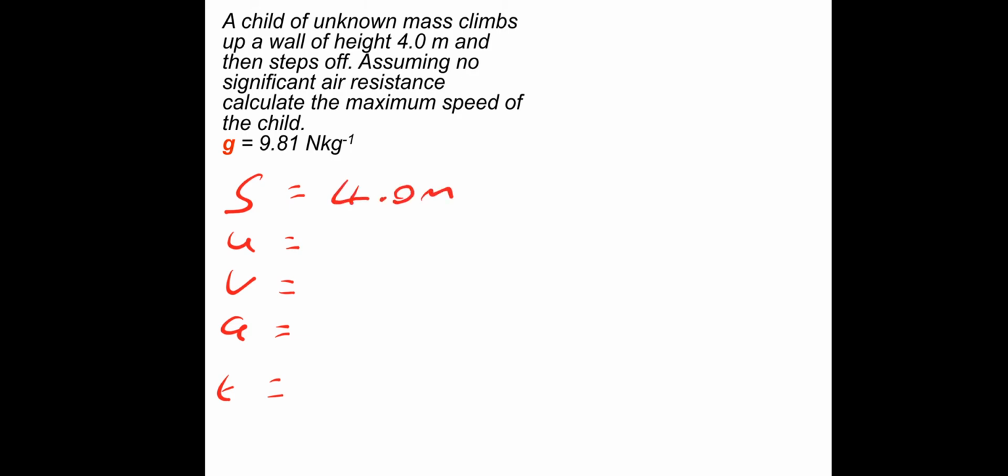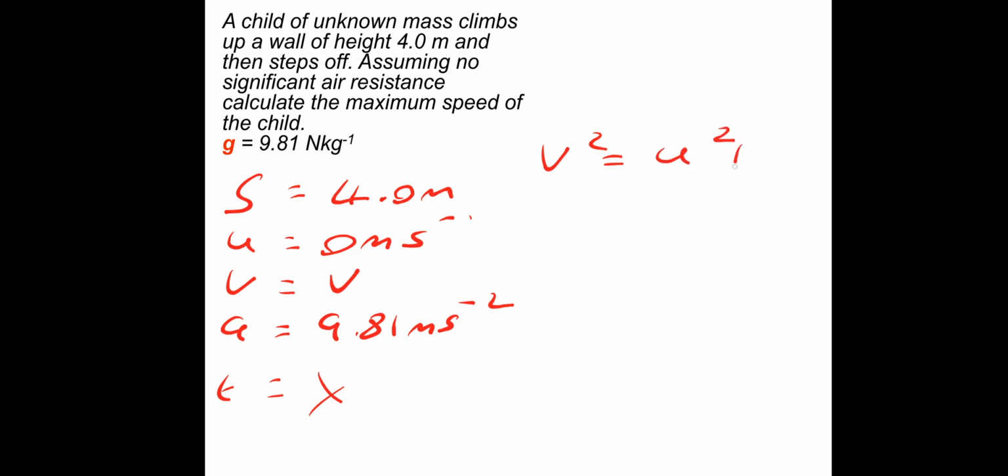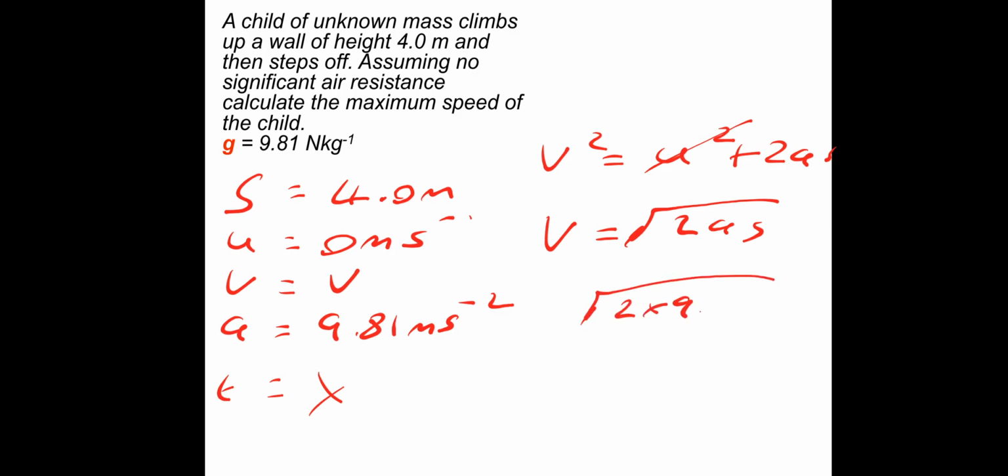If you've not done the equations of motion yet, you may wish to go and check my other video that shows how to do all of this. So the initial speed vertically is 0 meters per second. The final speed, v, acceleration due to gravity is 9.81 meters per second squared. Time we don't need. So simply v squared is equal to u squared plus 2as. u is 0. So v is equal to the square root of 2as. So that would be the square root of 2 times 9.81 multiplied by the height of 4. So that will give us the same 8.9 meters per second.